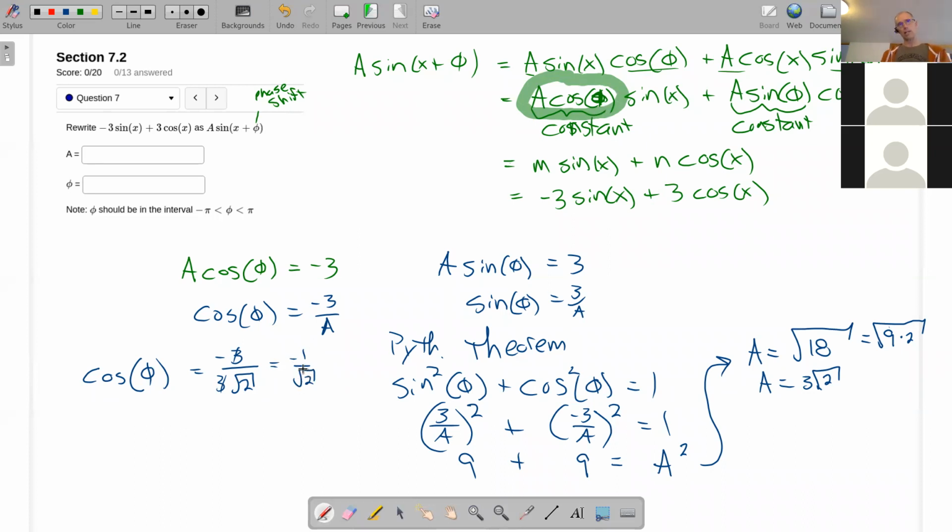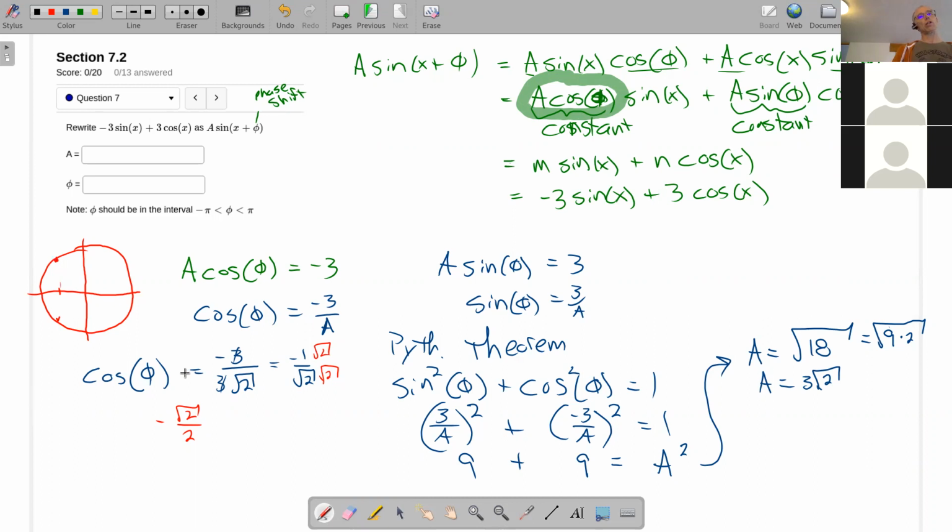And if you don't recognize that immediately, you could rationalize the denominator, multiply top and bottom by square root of 2. And I get negative square root of 2 over 2. And I think, oh, that's one of the special numbers on the unit circle. So here's my unit circle. And cosine on the unit circle is x. So x, negative square root of 2 over 2 is about over here, which leads to this point up there or that point down there.